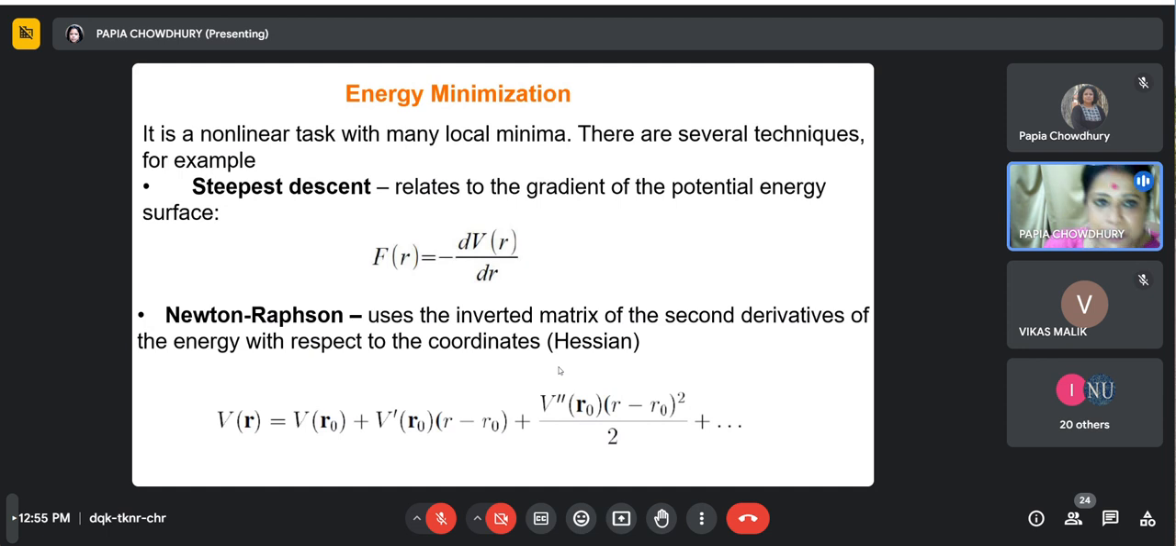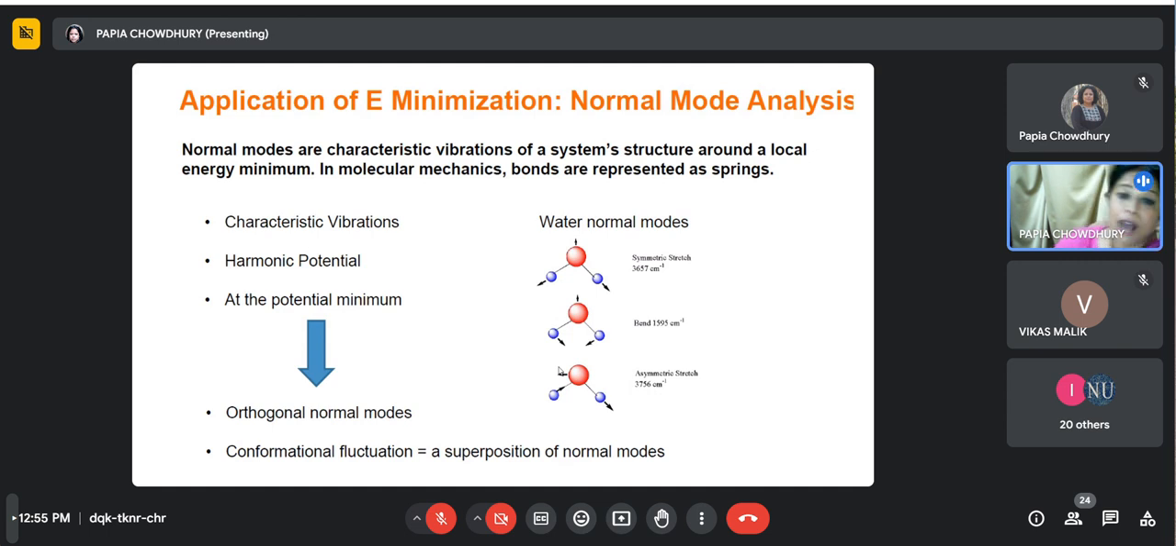For minimization, there are many ways to check the minimization. Steepest descent is one of the processes. Newton reaction is another process. Mainly for molecular dynamics in GROMACS, we use the Newton reaction method for the minimization process. Now, after doing the minimization, the first set of data will come.